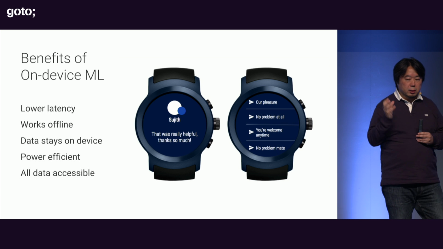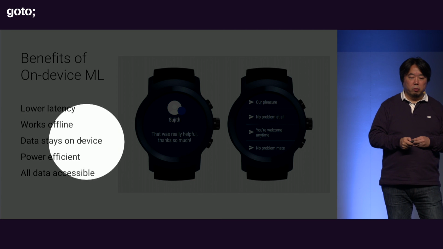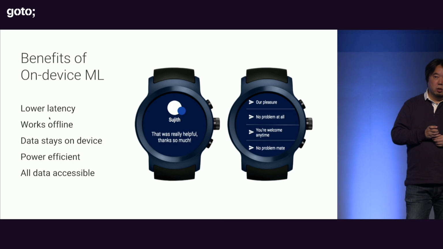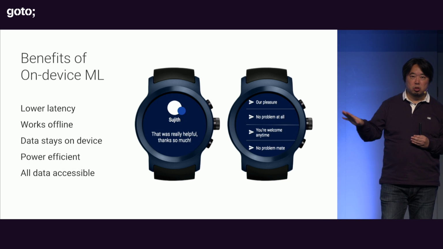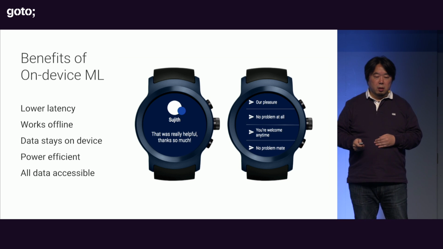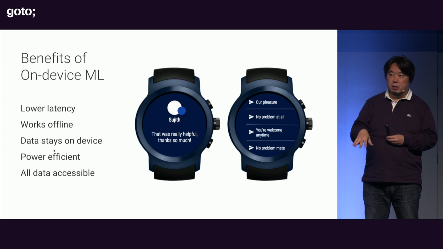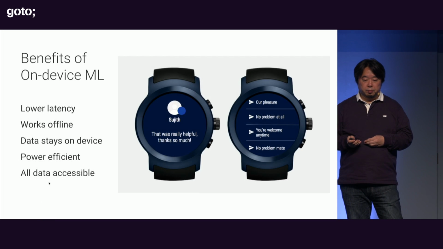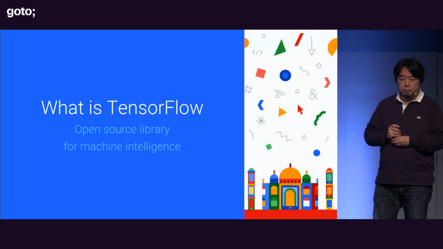So by using machine learning inside mobile devices and embedded systems, you can get many benefits, like much lower latency because you don't have to check with the cloud, and it can work offline. For example, if you're running an image recognition model inside smartphones, you don't need any internet connection at all. You can just use the model inside smartphones to recognize the object. Also, all the data stays in the device rather than being sent to the cloud. And it's power efficient, and all data is accessible by the machine learning model.